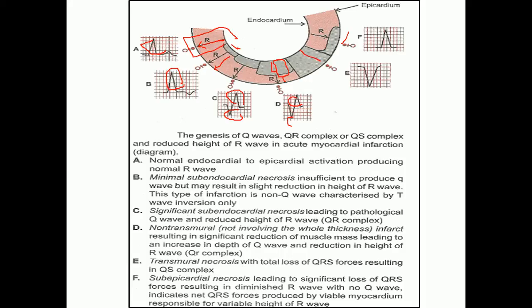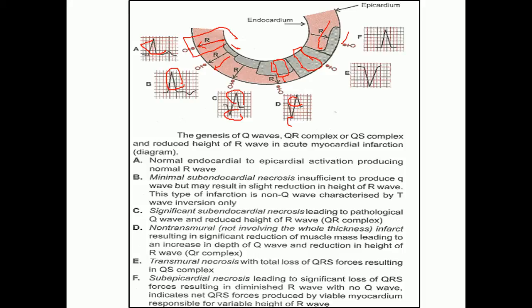And the totally necrotic area works as a window here, and this total window lacks any normal R wave, and due to that produces a QS wave. And this area is also subendocardial, and the same in others will produce poor R wave. This is the mechanism of poor R wave progression.